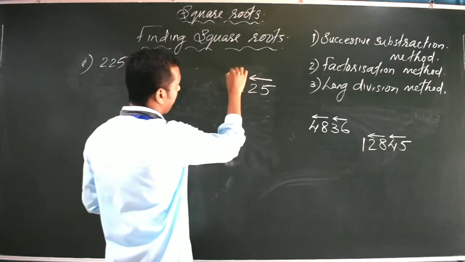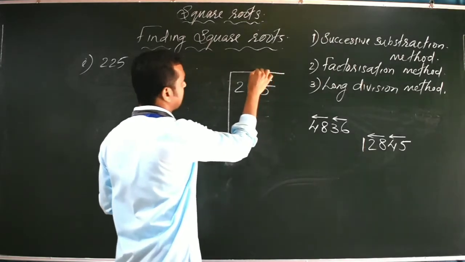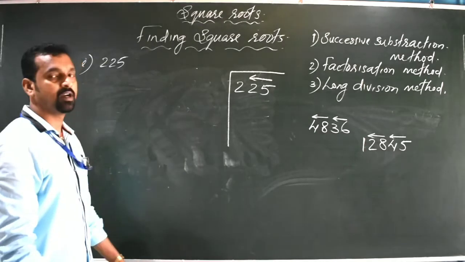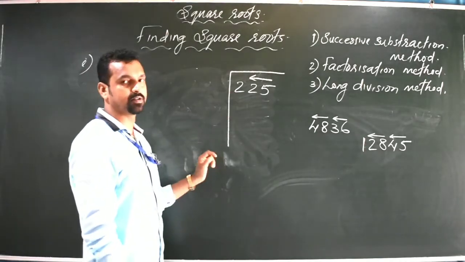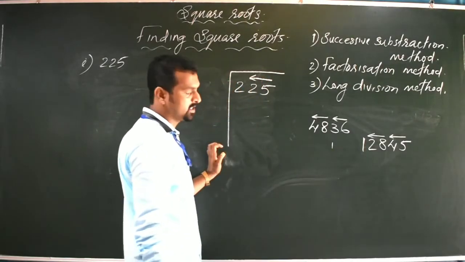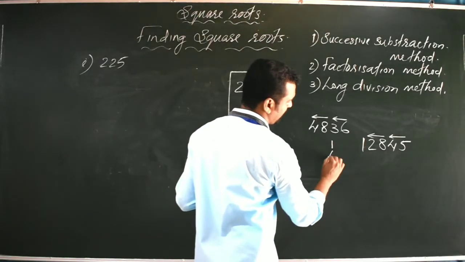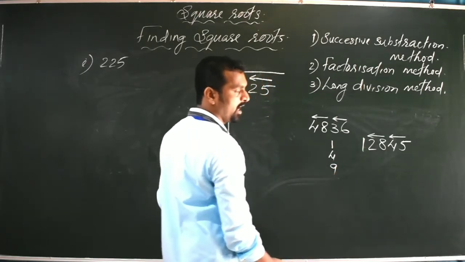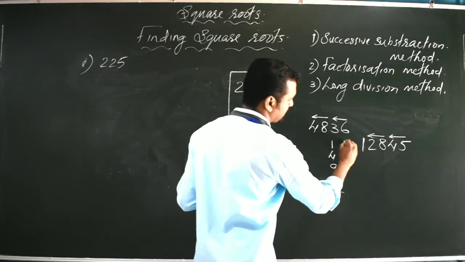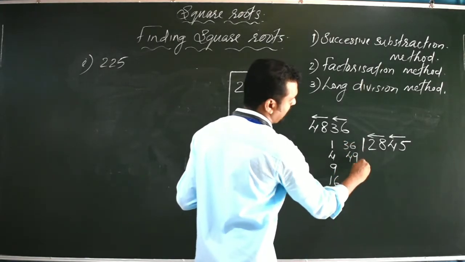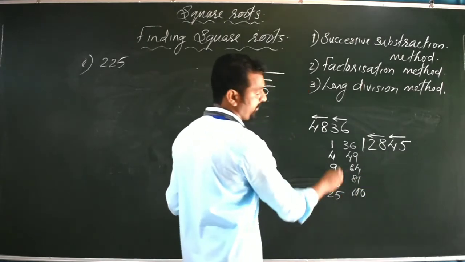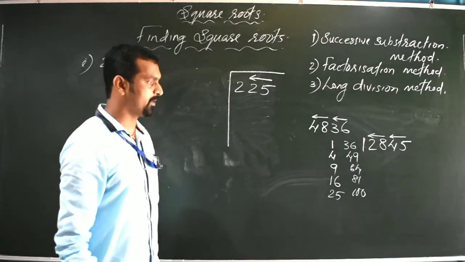Now here we will find a perfect square less than or equal to 2. Which is the perfect square less than or equal to 2? One only. One is a perfect square. Next perfect square is 4, next 9, next 16, next 25, 36, 49, 64, 81, 100. These numbers are called perfect squares.